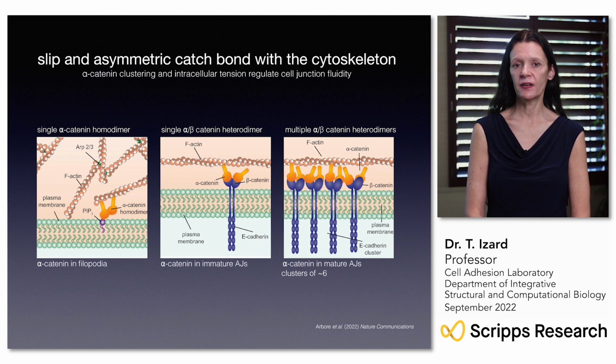There are a ton of data showing that force plays an important role in these interactions. The most recent view is that a slip and asymmetric catch bond occur between alpha-catenin and the cytoskeleton, and also a new interaction, which I find interesting, has recently been identified between alpha-catenin and PIP3 in filopodia.